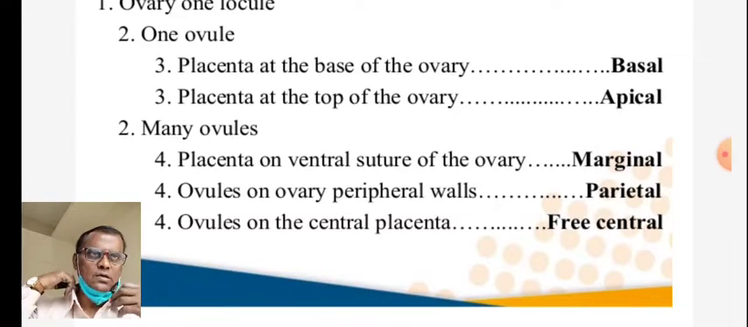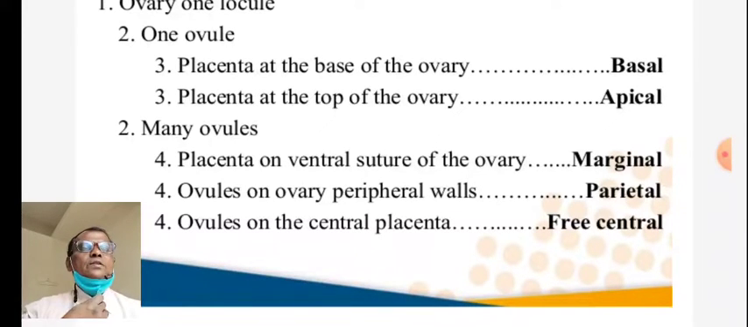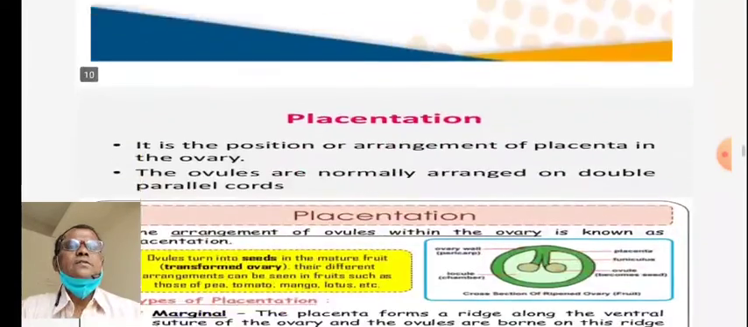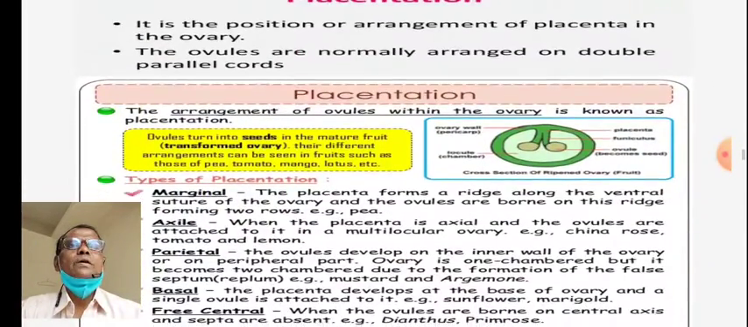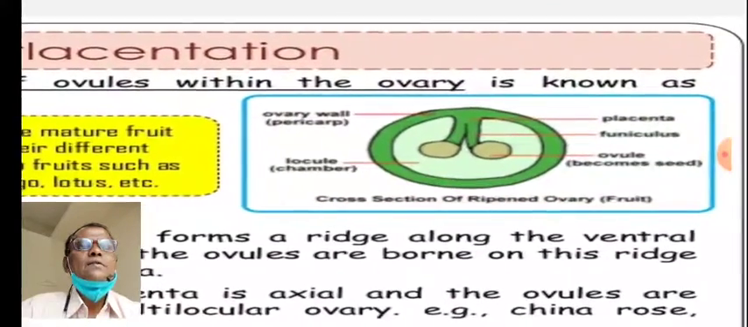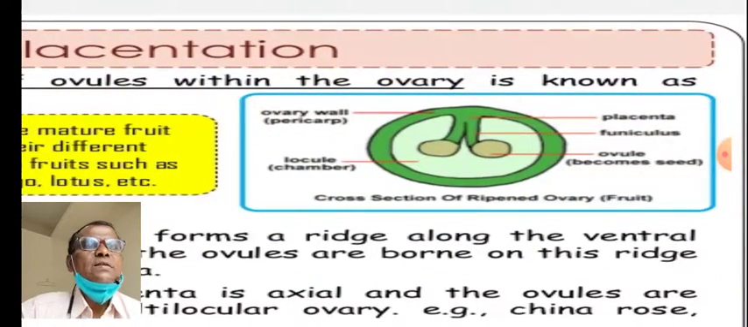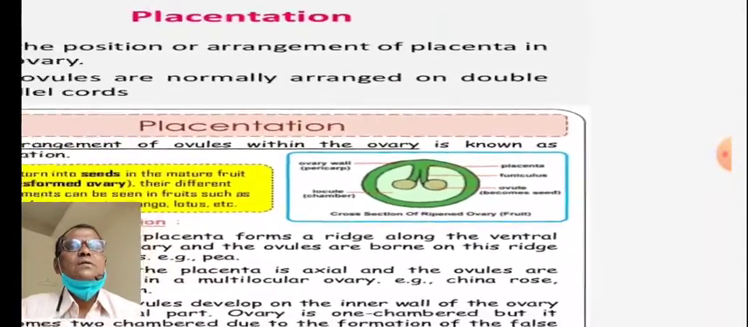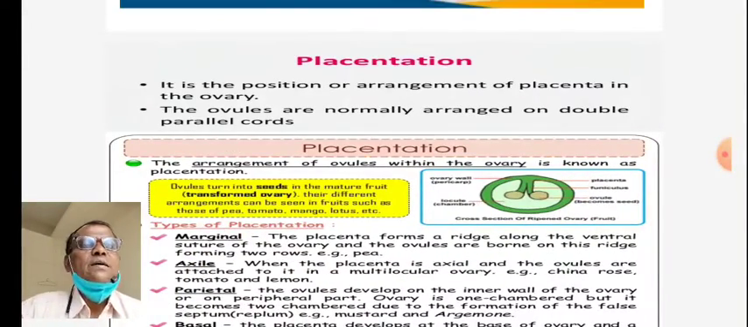Now you see there is the free central, that is, the center is free. So we will see one by one the placentation, the position of the placenta and the arrangement of the ovules. Here you are observing the ovary part. So placenta, the ripened ovary of the fruit. Suppose it is on the upper side and showing the placenta above, so it is apical placentation, basal and apical.